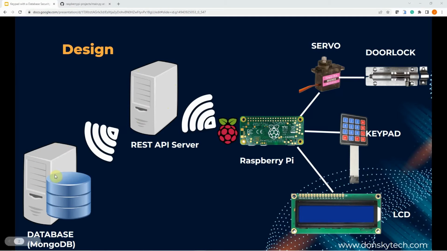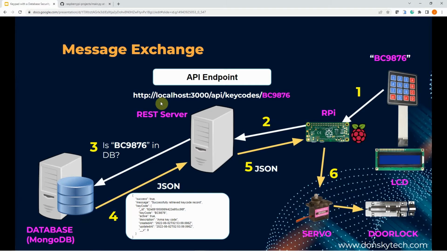The MongoDB database is the last component in our project, which stores the list of our valid key codes. We are using MongoDB Atlas as our database here to store our list of key codes. MongoDB stores data in flexible JSON-like documents and is free to use for small applications. The illustration below will explain how the message flows through the different components in our project.